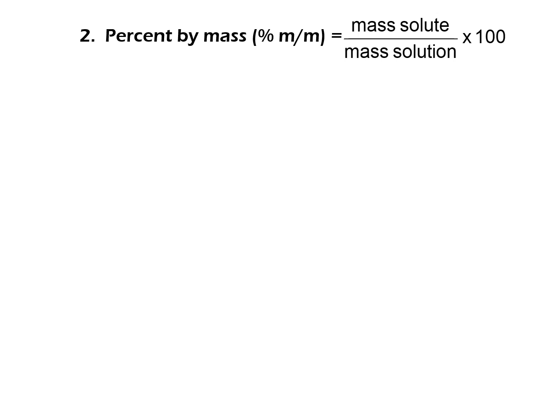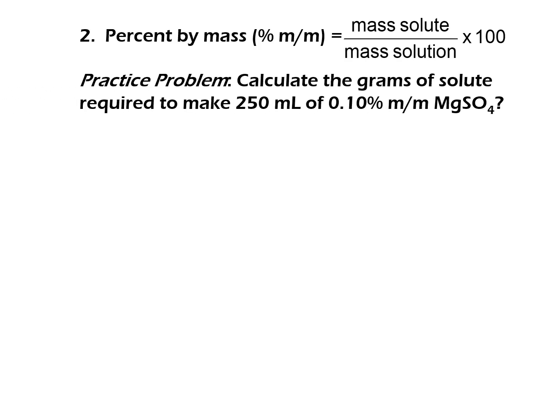So let me give you an example of a percent by mass problem. But instead of making it really simple like the last one was, let's put a little twist in it. So this practice problem says, calculate the grams of solute required to make 250 milliliters of a 0.1% by mass MgSO4, that's magnesium sulfate solution.